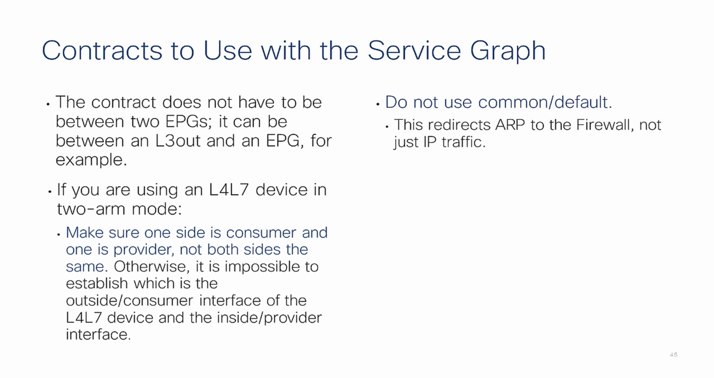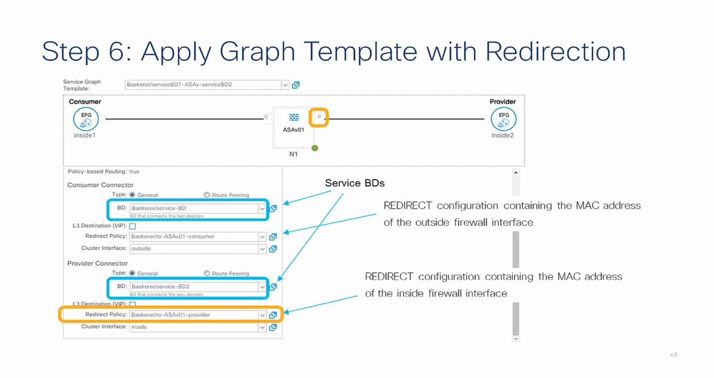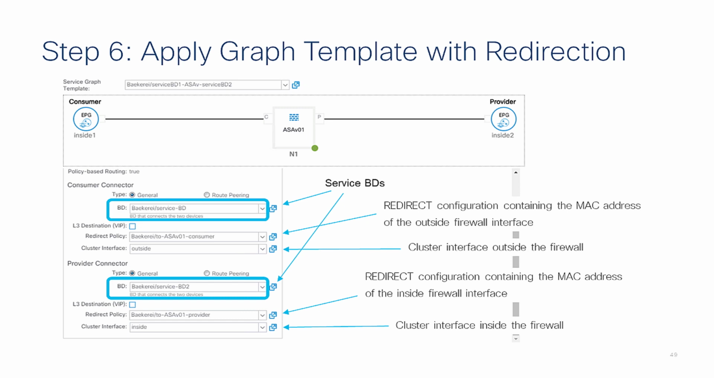And then do not use common default, because this will also redirect ARP, not just IP traffic. So ACI then will ask you for information about the service bridge domains for the consumer side and the provider side. The redirect policy, so these are the policies that we defined before. So this is the one that redirects to the outside interface of the firewall with a given MAC, and this is the redirect policy that redirects to the inside of the firewall, to the interface MAC of the firewall. So ACI will use this information to do all the stitching that is required.